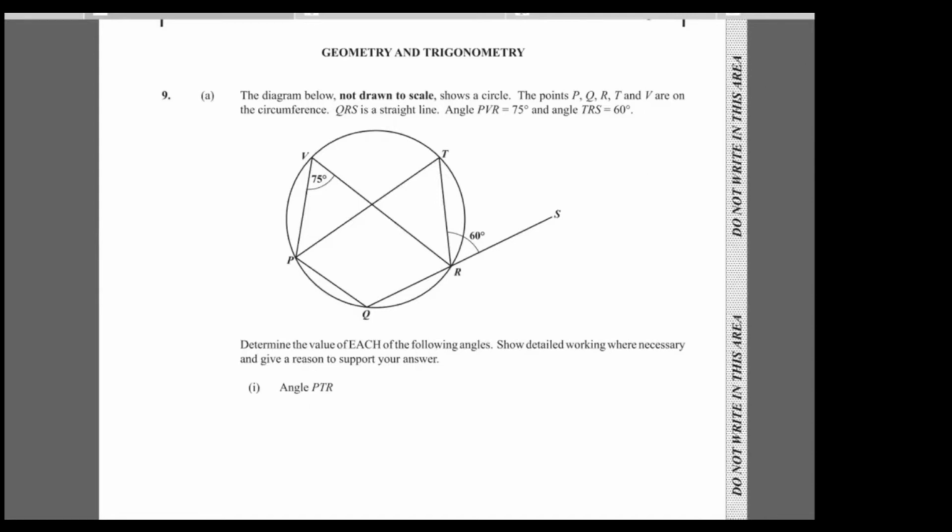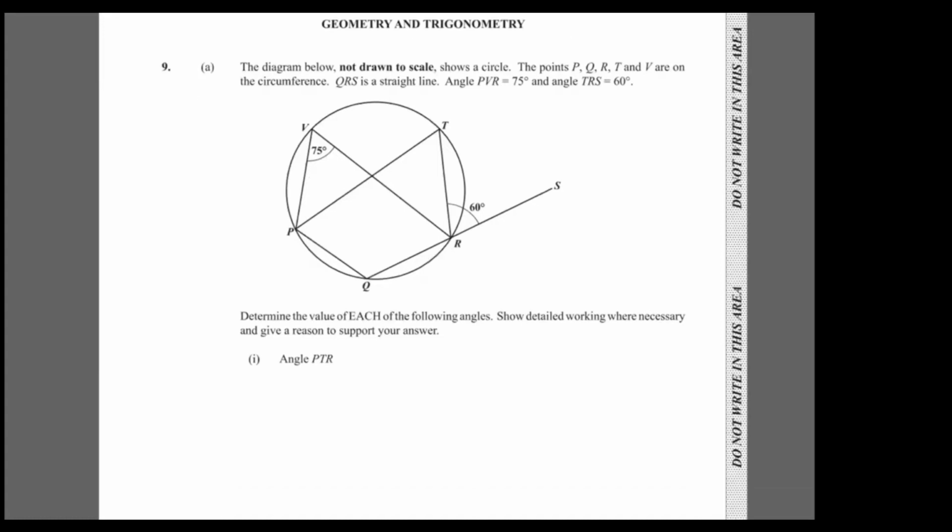Angle PTR. Find out what is angle PTR. So we want this angle right here. Now this angle right here is going to just be 75. You might wonder, how do I know that? Angles subtended by the same arc are equal. So this angle 75 is equal to this angle 75.